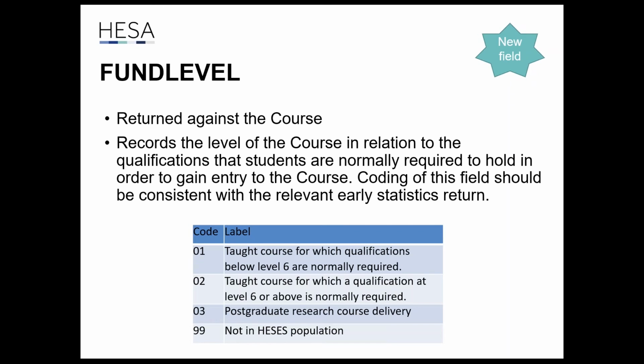FUNDLEV. So this is returned against course. As I said, it might move to the qualification entity, but it's the level in relation to qualifications students are required to hold. So when they have to have had qualifications at level 6 or below or above. And that coding should be consistent with what's in Early Statistics returns.